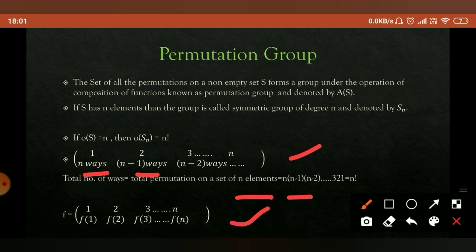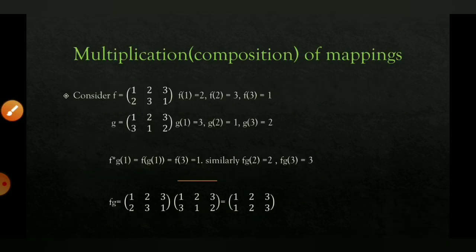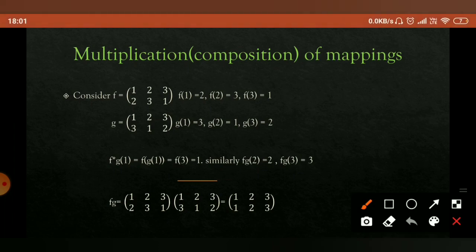So this is the way of writing the images. Elements 1, 2, 3 in the upper row and their images f1, f2, f3 are written in the second row. So now we have to know what a composition of mappings is. It means if you have two mappings, we have to compose them and make one mapping from these two, like F and G. Here we have taken a simple case.